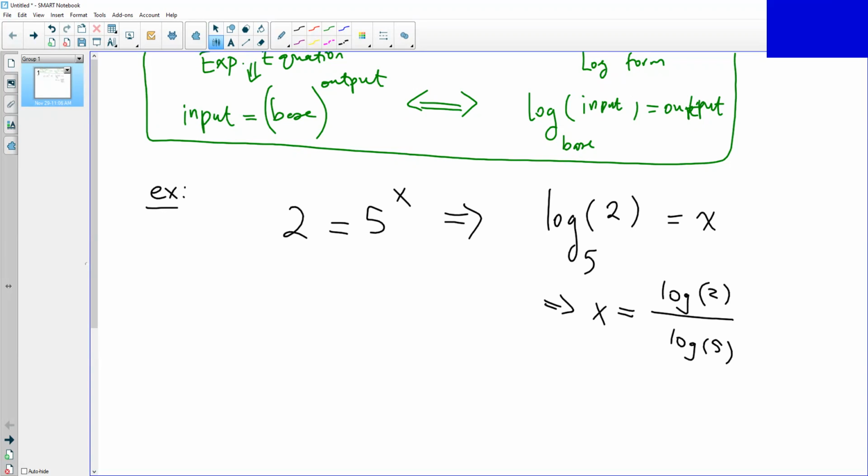So I'm just going to use this. So let's say I do log 2 divided by log 5. And that's like 0.43 approximately. So I will just write it here.